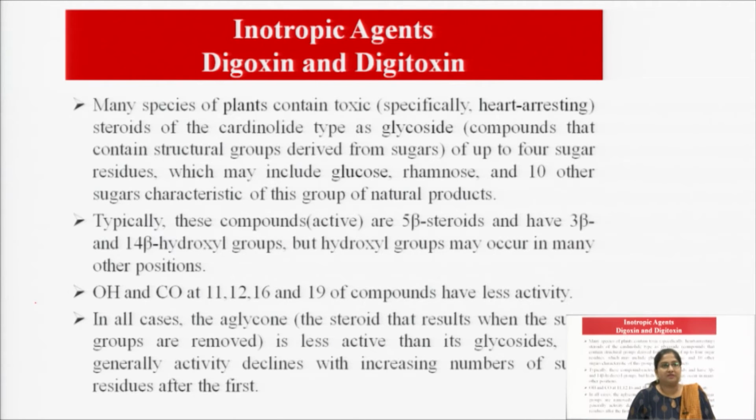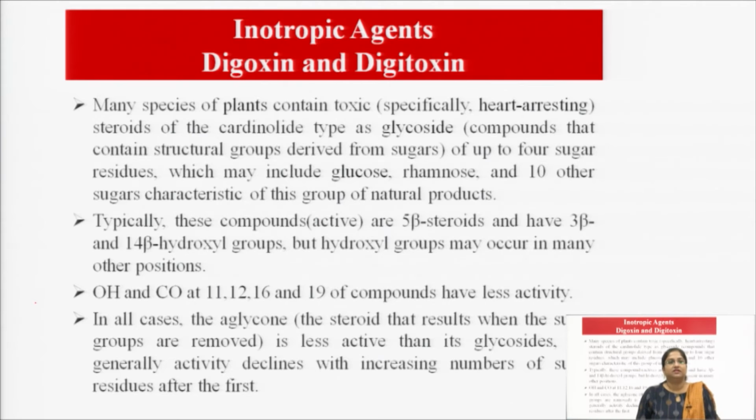The best part of these inotropic drugs, digoxin and digitoxin, is that they are extracted from plant sources. It is very difficult to extract them, but it is a good thing that they are extracted from plants. Many species of plants contain toxins, specifically heart arresting toxins, steroids of the cardenolide type of glycosides, compounds with certain structural groups derived from sugars of up to 4 sugar residues, which may include glucose, rhamnose and other sugars characteristic of this group of natural products.